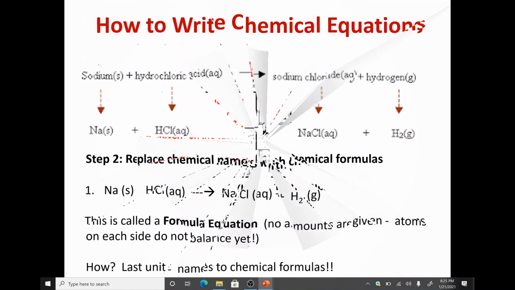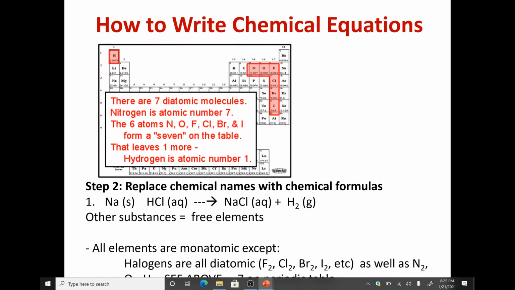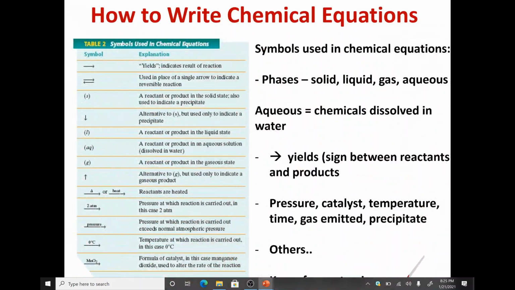So now I explain. Everybody else is a monatomic. So I got the right formulas. That's step 1. Write formulas and put the phases if they're given in the sentence. So this is called the formula equation because we haven't balanced the atoms yet. Okay, I talked about the monatomic elements. Let's go to the next thing.